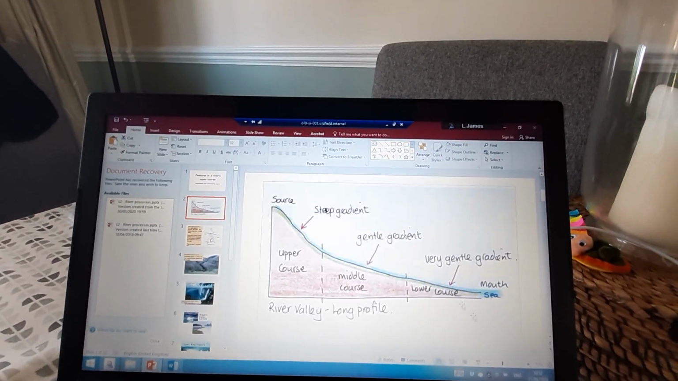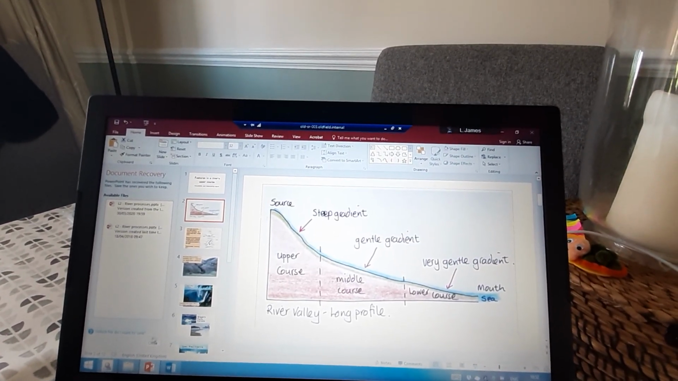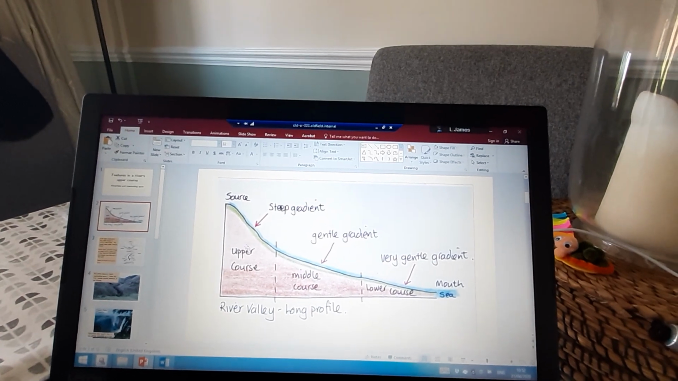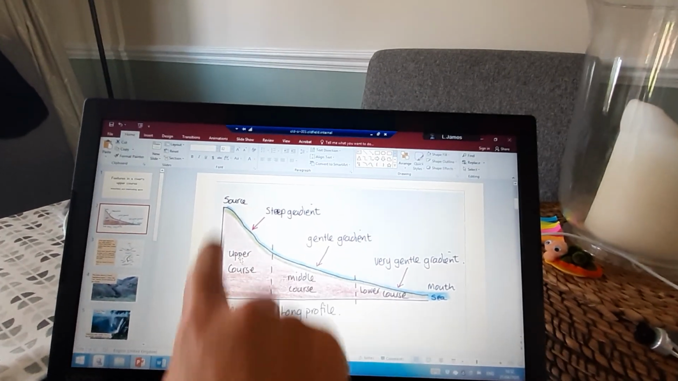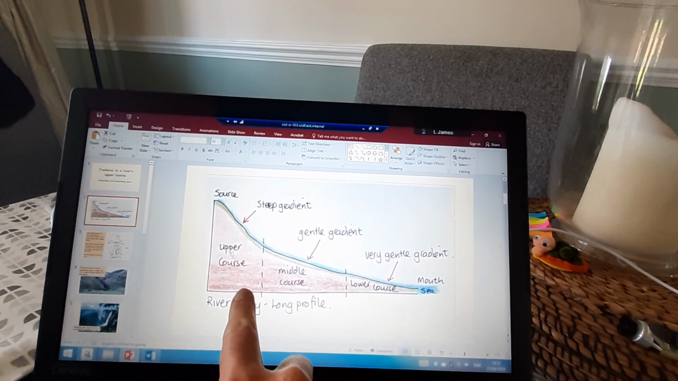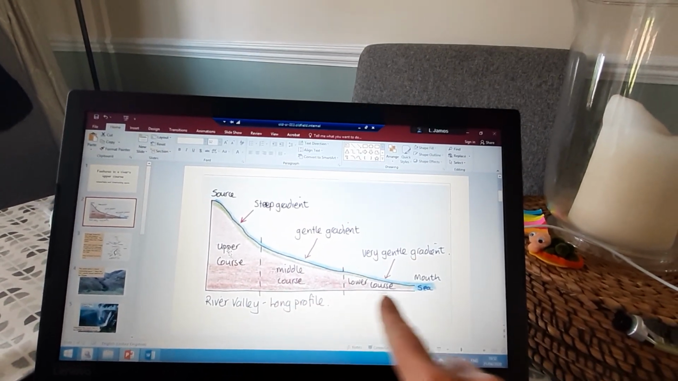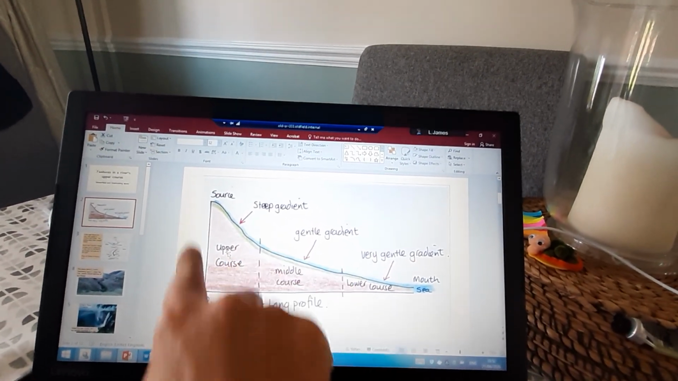Okay, so just to recap for you, remind you what the upper course of the river is. Remember, we can divide a river into three sections. The bit near the source at the top of the river is called the upper course. You've got the middle course and the lower course. And we're going to focus on this bit today.